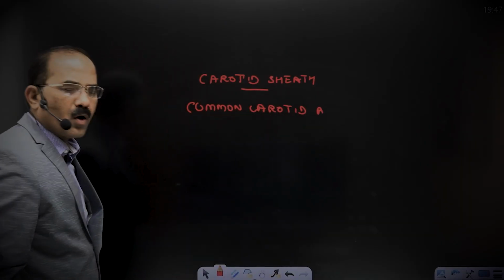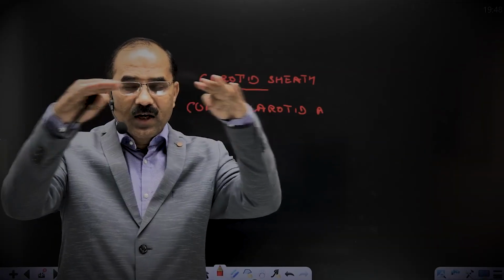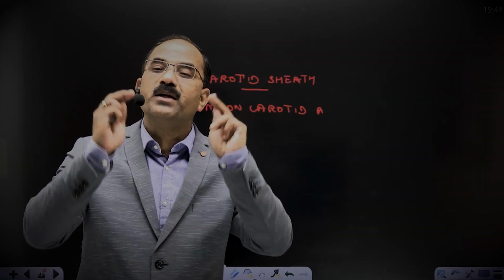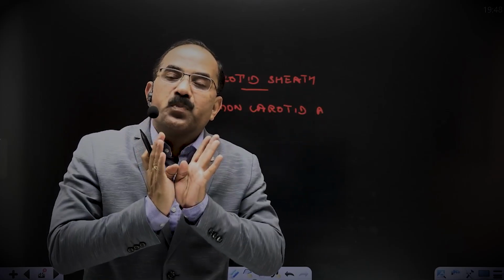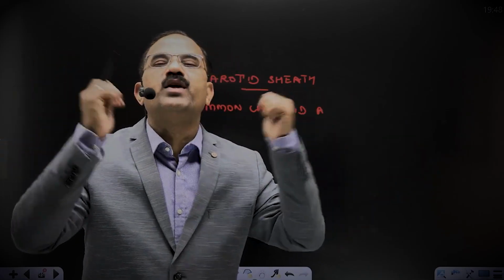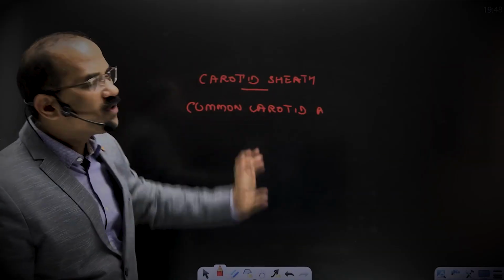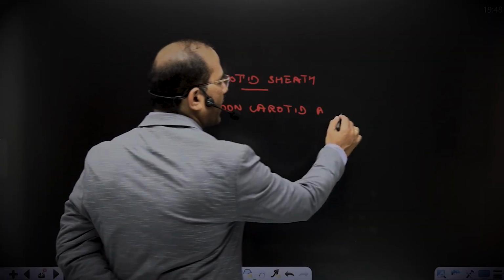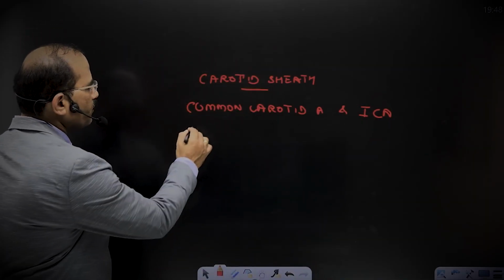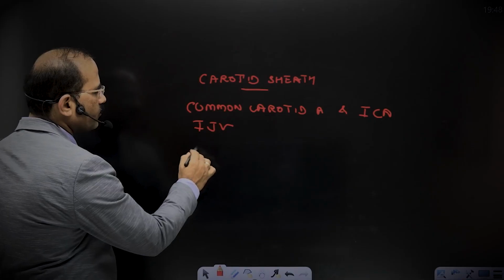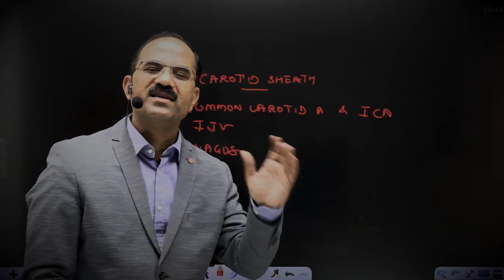Now students, you know what? The common carotid artery divides at the upper border of lamina of thyroid cartilage. The common carotid divides into an external and internal carotid. The external carotid is going to pierce the carotid sheath and get out of it. So who will remain in the carotid sheath? The internal carotid artery. So content of carotid sheath is going to be the common carotid and the internal carotid artery. The vein is internal jugular vein and the nerve is vagus nerve, together enclosed in a sheath, that's the carotid sheath.